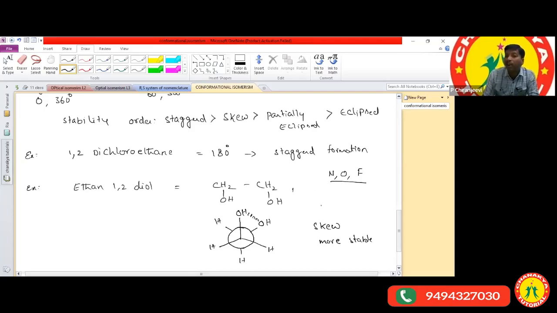If the hydrogen bond is formed within a molecule, we call it intramolecular. If the hydrogen bond is formed between two different molecules, we call it intermolecular hydrogen bonding. So in this case, the skew form is more stable, due to the presence of intramolecular hydrogen bonding. It is a JEE level question.